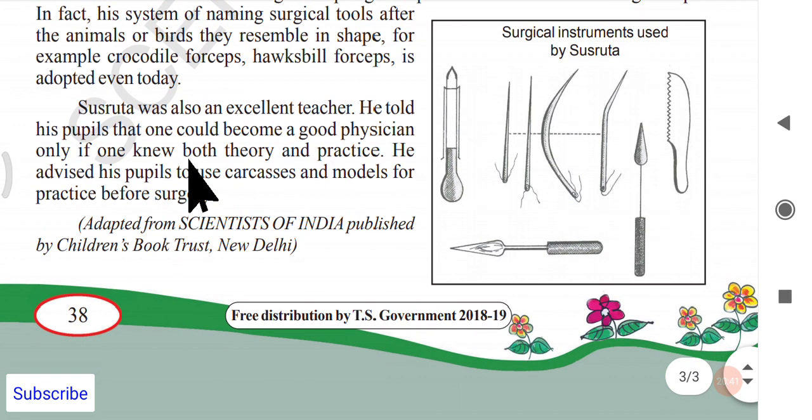So Sushruta was also an excellent teacher. He told his pupils, in the sense students, that one could become a good physician only if one knew both theory and practice. So what did he say? My dear students, if anybody wants to become a good physician or a good doctor, you should know both theory and practice. Theory in the sense of all the medical education, and also you should have a lot of practice.